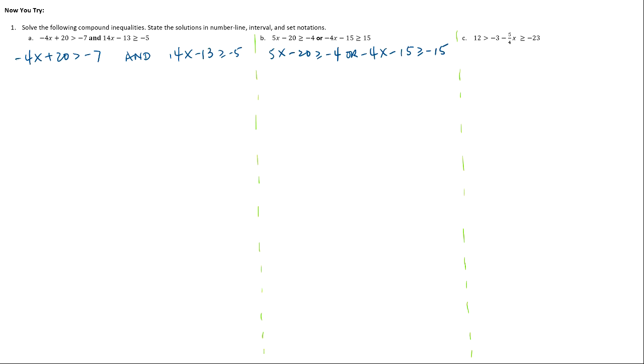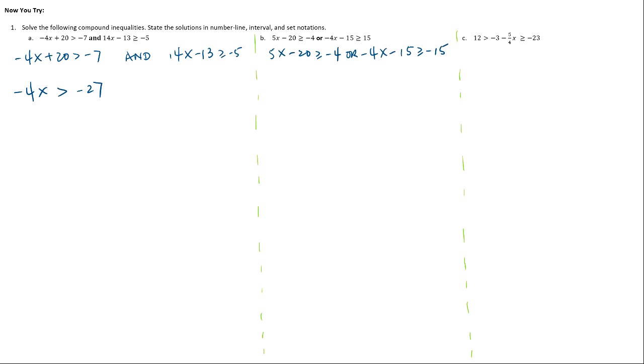For the first one, we're going to again work with one inequality at a time. So here, if I want to get the variable term by itself, I'm going to go ahead and subtract 20 on both sides of the first inequality. I'm going to omit writing out that step. If I subtract 20 on the left side, I would have negative 4x greater than, and on the other side I would get negative 27, because negative 7 minus 20 is negative 27.